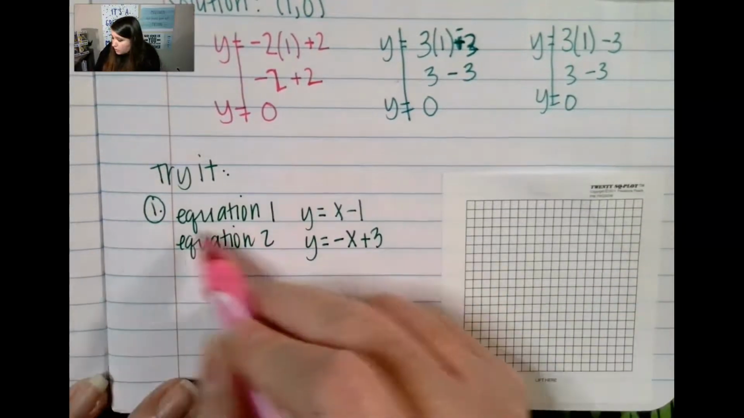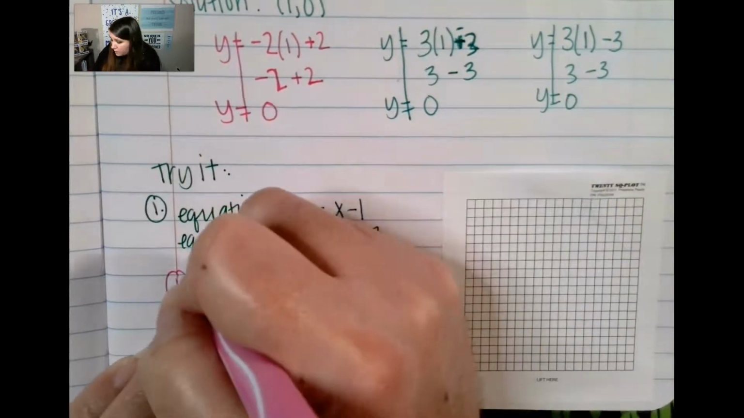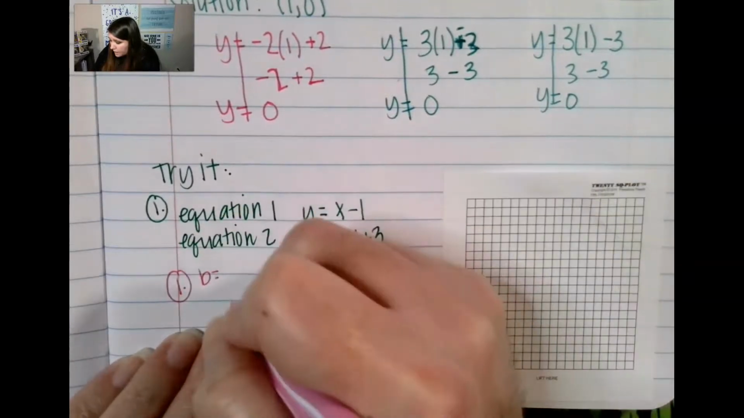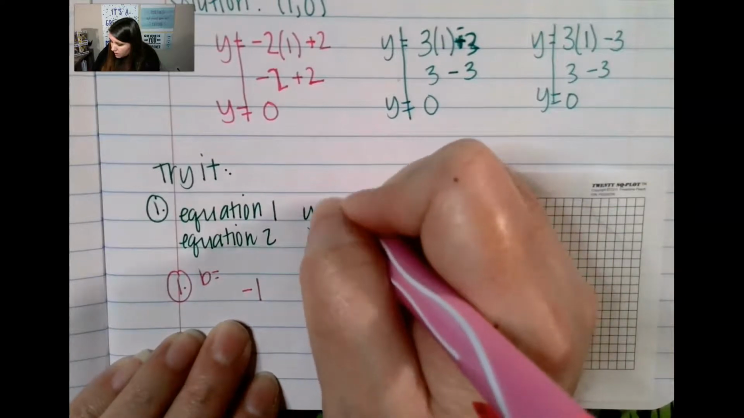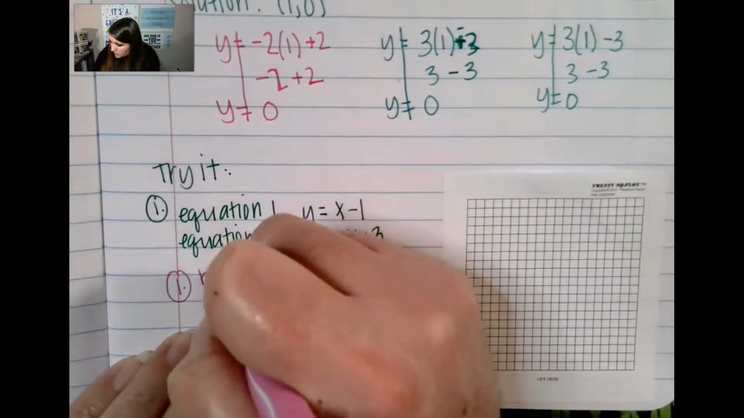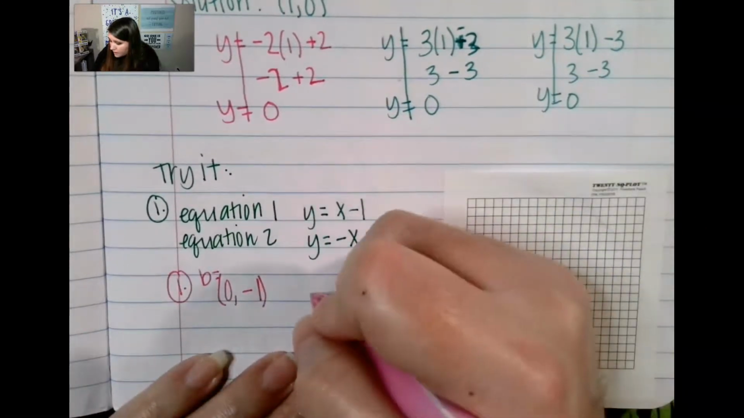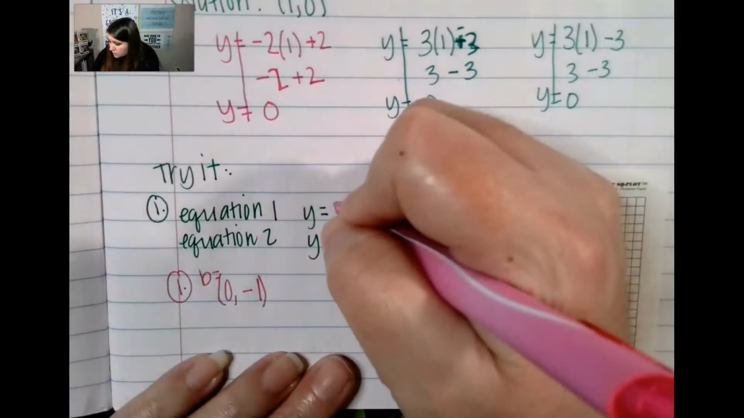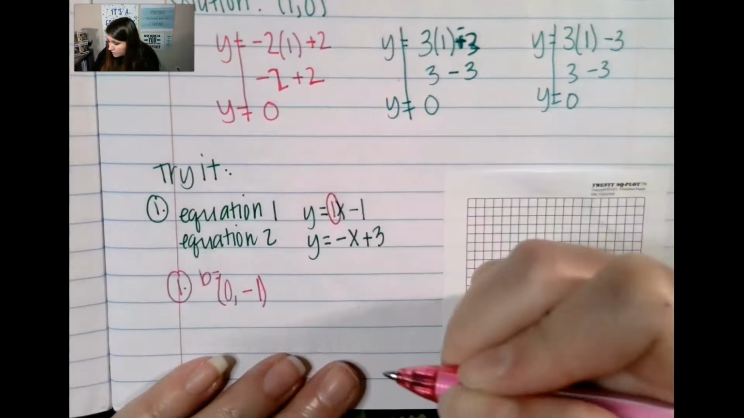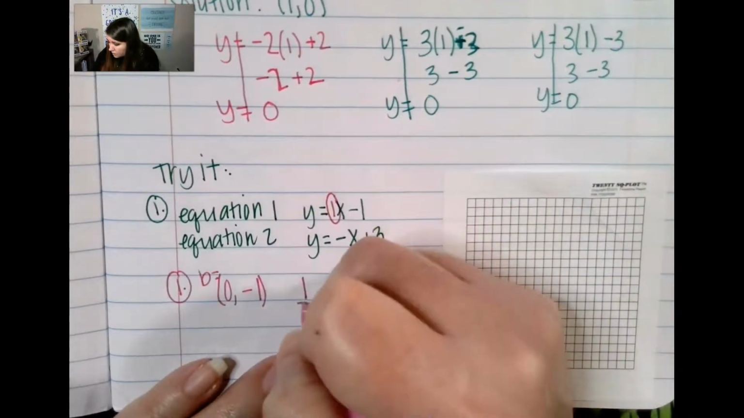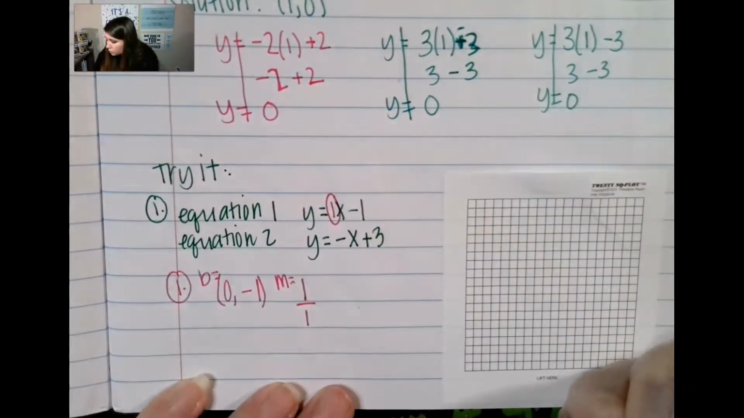All right, so equation 1. Our intercepts, so we want to look for the b. B equals negative 1, and x means 0 then. That's where it crosses the y. And then we want to know our slope. Well, the slope right here, remember this is an invisible 1. So our slope is 1 over 1. So m equals 1 over 1.